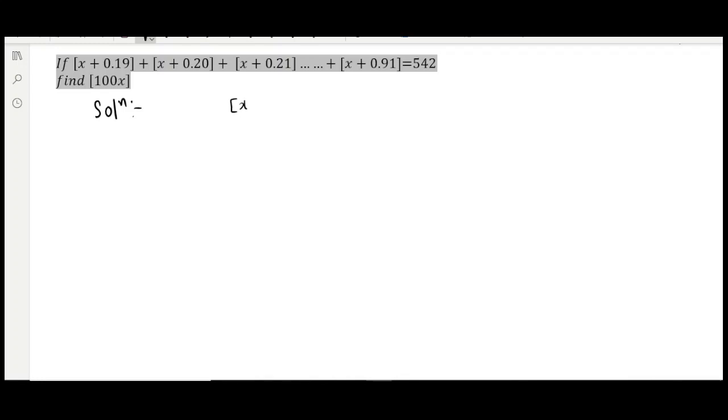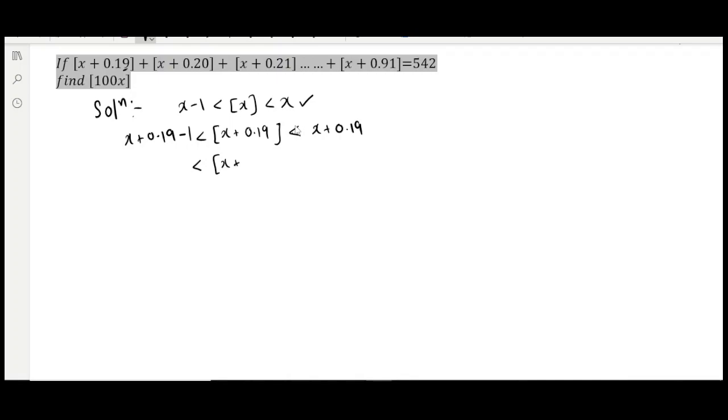This simple property is very useful here, as we know that the floor of x lies between x minus 1 to x when x is not an integer. When it is an integer, it will be equal to x, right? So we can say that this term, floor of x plus 0.19, lies between x plus 0.19 to x plus 0.19 minus 1. This property is very important. This can be used in the sandwich theorem also for many questions of limits in JEE.